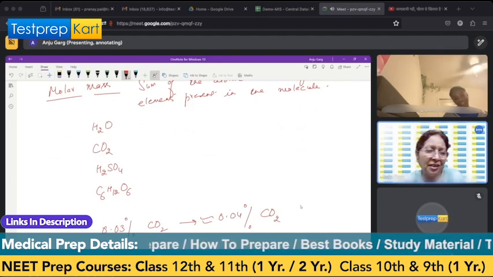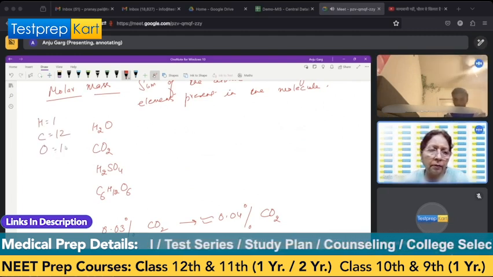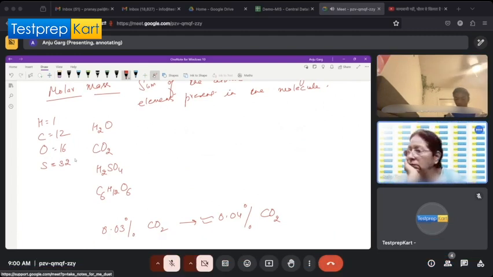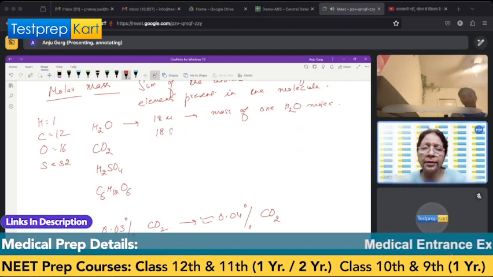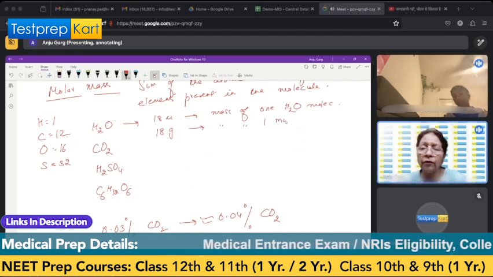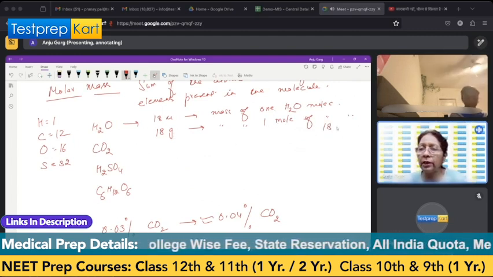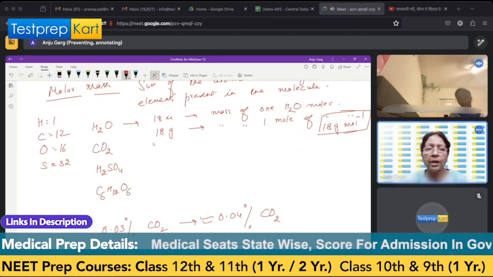Find out the molar mass of water. I am writing down the atomic masses. First is water. H2O is 18. So if you take 18 units, that will be the mass of a single water molecule. But if you take 18 grams, that will be the mass of one mole of water molecules. That means Avogadro's number of molecules will weigh 18 grams. You can also write it this way: 18 grams per mole. It means that 1 mole of water weighs 18 grams. Okay. CO2?